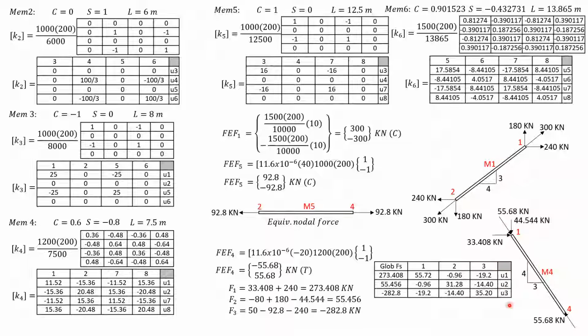So this is the matrix after we assemble. These are the forces: 273.408, F2 is 55.456, F3 is negative 282.8. Then these are the values of the cells. There was 1, 1 in member 1 there, plus in member 2, there's no 1, 1 here. Here we have 25, then plus 11.52, and there's none here. So the result is 273.408.